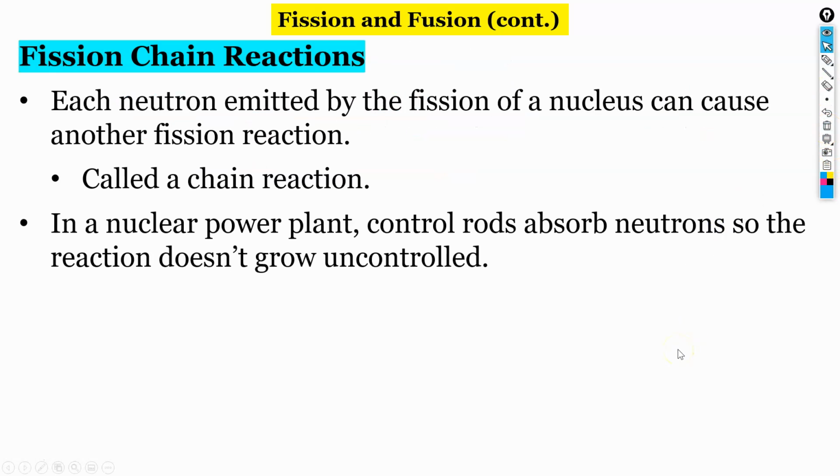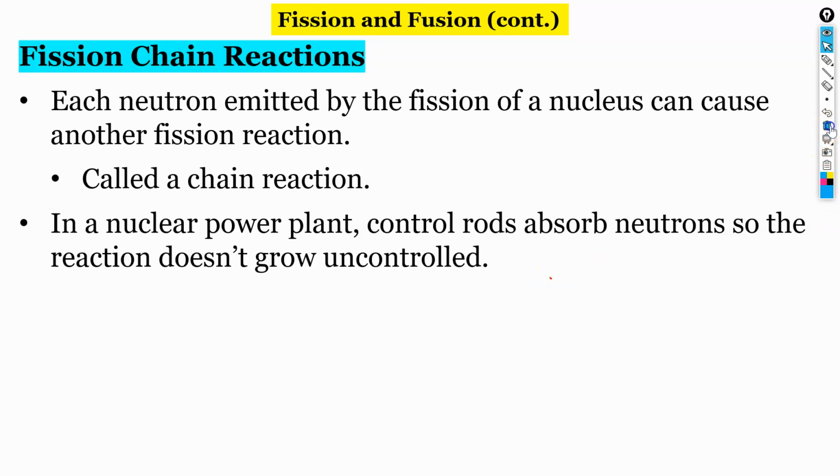Okay, so fission chain reactions occur when we have multiple reactions happening in a row. Each neutron emitted by the fission of a nucleus can cause another fission reaction. Again, this is what's called a chain reaction. In a nuclear power plant, the control rods absorb neutrons so the reaction doesn't grow uncontrolled. With the Chernobyl disaster, they weren't able to control the rate of the reaction, and it happened really fast. A lot of energy was generated, and the rest is history.